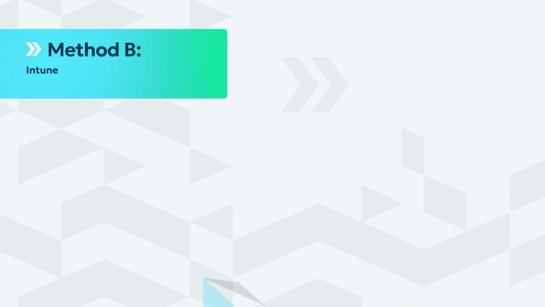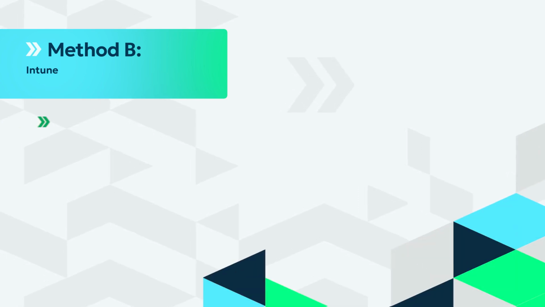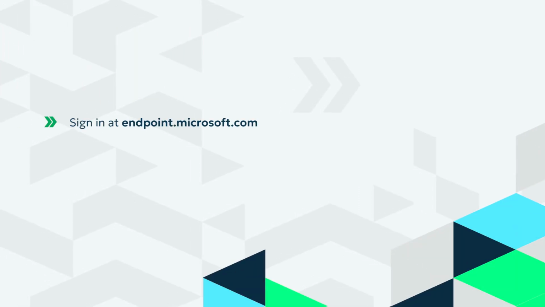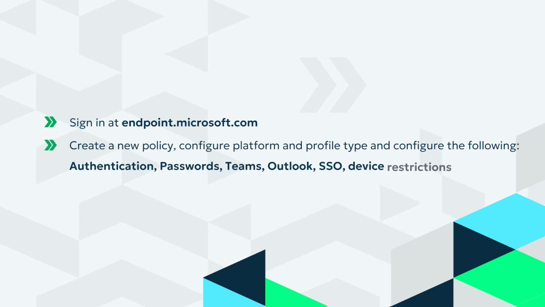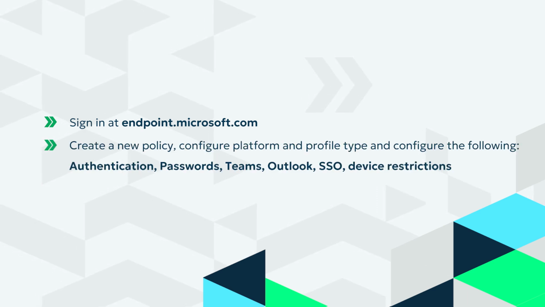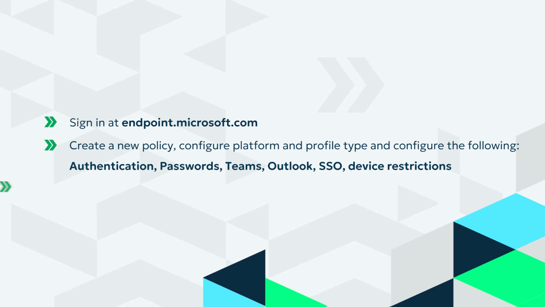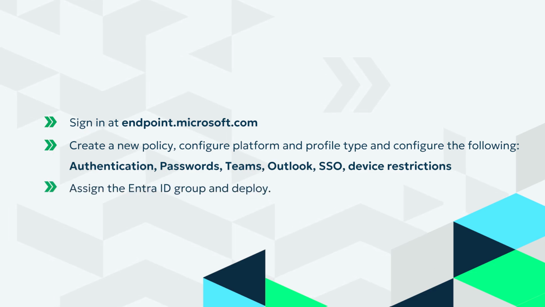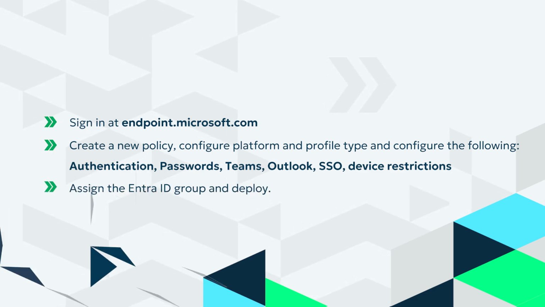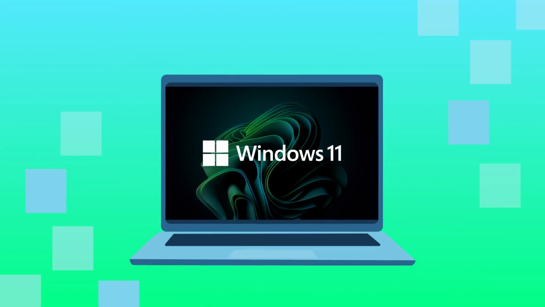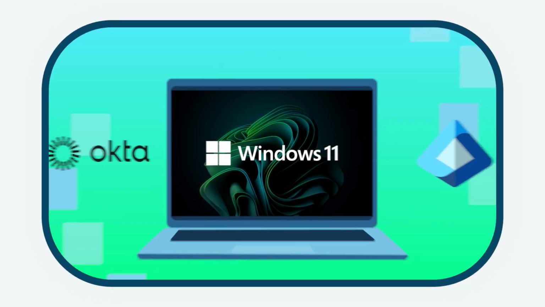Method B. Intune. For the latter, sign in at endpoint.microsoft.com, create a new policy, configure platform and profile type, and configure the following. Assign the Entra ID group and deploy. With these tools, admins can simplify user provisioning for a more centralized identity and access management.